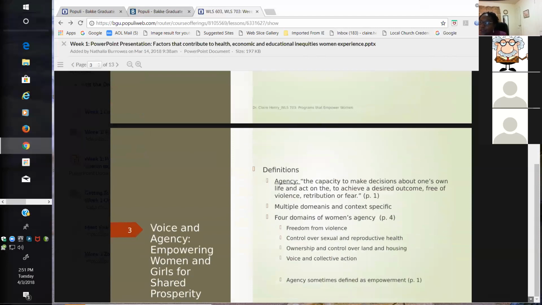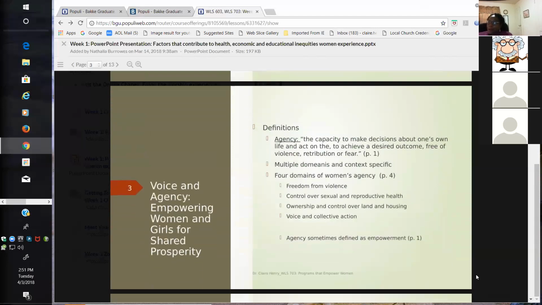Okay, some definitions here. I referenced earlier Voice and Agency, which is one of the recommended reading texts. And if that is a text you would like to do a book review on, I would say yes. It's in the recommended reading list, not the required reading list, but it's a significant text. It defines agency as the capacity to make decisions about one's own life and act on these decisions to achieve a desired outcome free of violence, retribution, or fear.